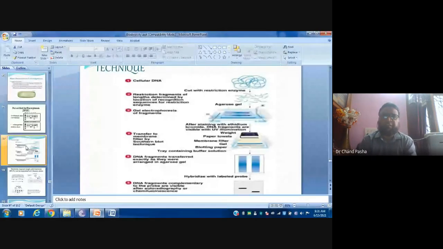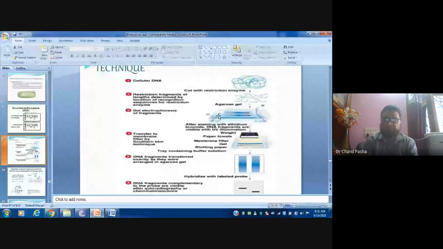What does RFLP stand for? Restriction fragment length polymorphism. Here the genomic DNA is taken and cut with a restriction endonuclease, and it is separated in the agarose gel. That is fine up to here. If you want to know whether mutations have occurred in a specific gene or not, then what will you do? You will do a blotting.